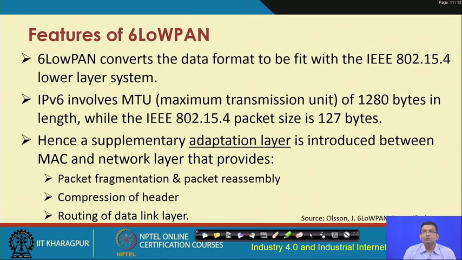Fragmentation has to be done because there is a mismatch in the sizes of 1280 and 127. So, fragmentation has to be done on one end, and then reassembly of these fragments will have to be done at the other end. This adaptation layer will help you with both, and it also does a few other things such as compression of headers, and routing on top of the data link layer, which is also performed with the help of this particular adaptation layer.